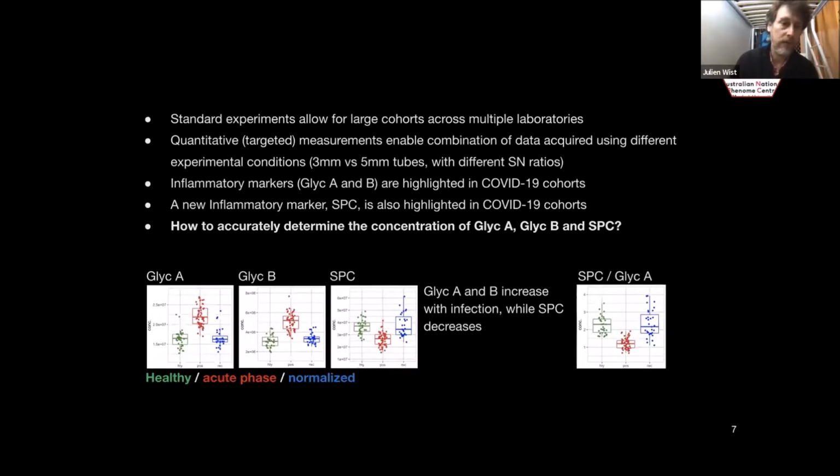Now, the question that I would like to develop a little bit further today is how to accurately determine the concentrations of GlycA, GlycB, and SPC, so that we can get something like I show in the lower panel, where we would have the healthy group and the acute phase patients, and we can see that GlycA is strongly increased, as is GlycB, while we can see in the univariate box plot that SPC goes down, and we can use this very useful, and we've shown very significant, ratio of SPC over GlycB.